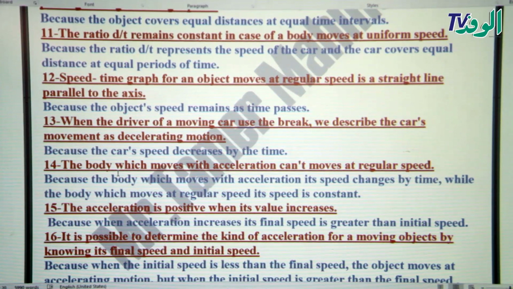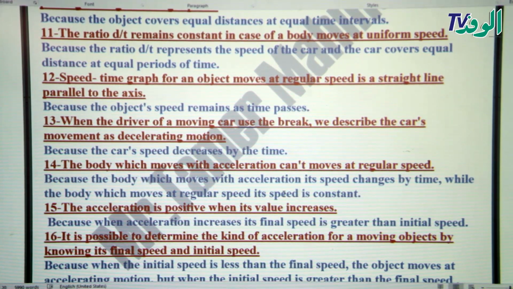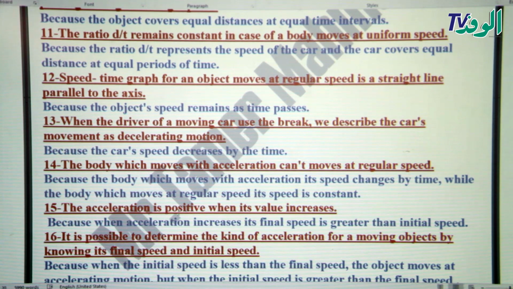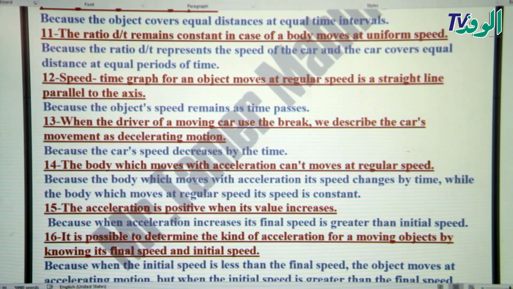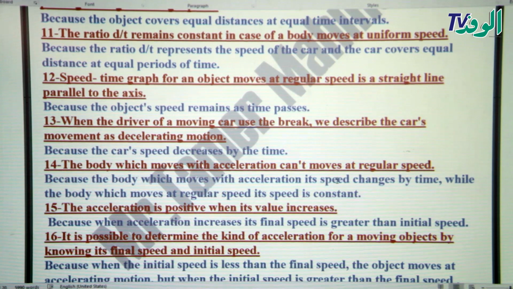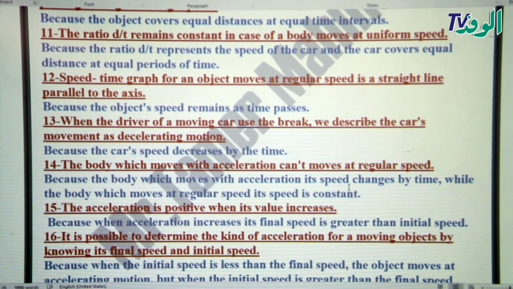Another question. The body which moves with acceleration can't move at a regular speed. The body which moves with acceleration, whether positive or negative, can't move at a regular speed. Why? Because the body which moves with acceleration, its speed is changed by time, while the body which moves at regular speed, its speed is constant. That means it doesn't change.